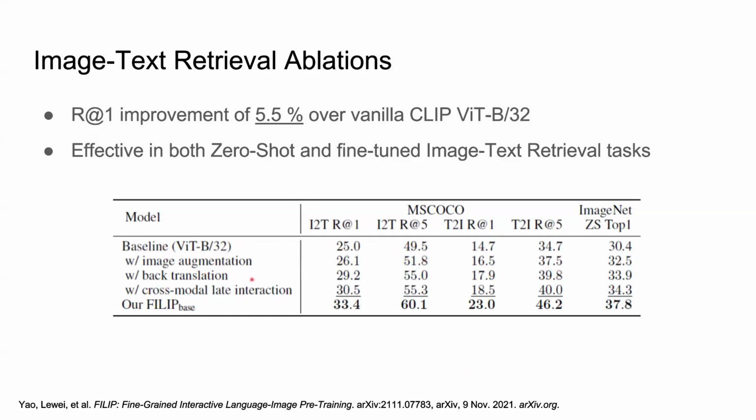And finally, there's their bread and butter, the cross-modal late interaction mechanism. And this is what they're advertising, a 5% improvement in performance across the board. And so they combine all these together, and they get roughly an 8% increase in performance on image-text retrieval. And we see that also occurs in zero-shot settings over ImageNet.